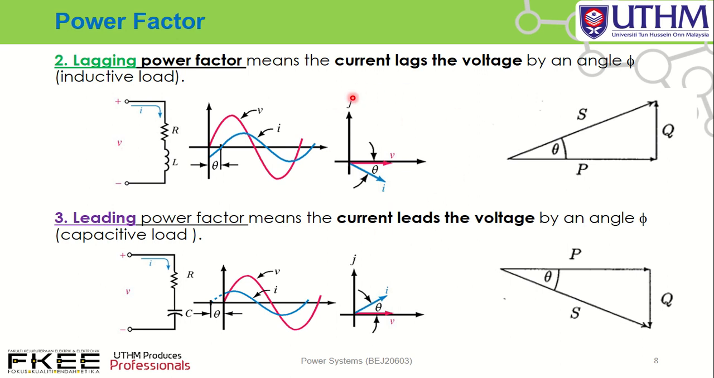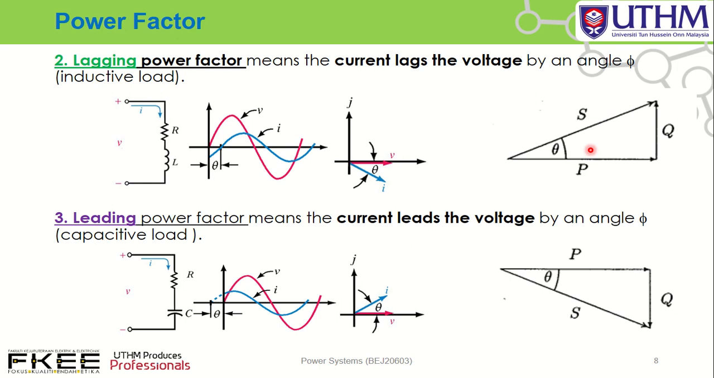If we draw the power triangle, this is the power triangle for lagging power factor for inductive load. We have P, we have a positive Q. Remember, if we have an inductive load, lagging power factor, our Q is positive. And then we have the apparent power. This is theta, so power factor equal to cos theta. This is a lagging power factor.